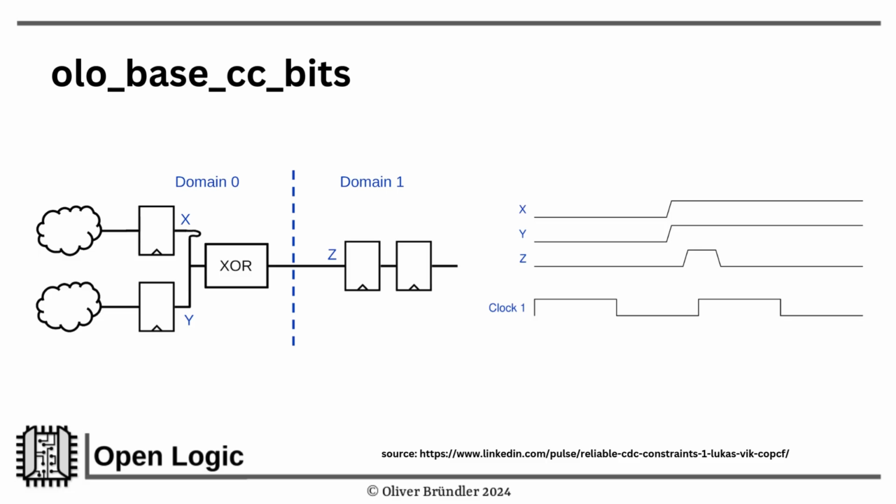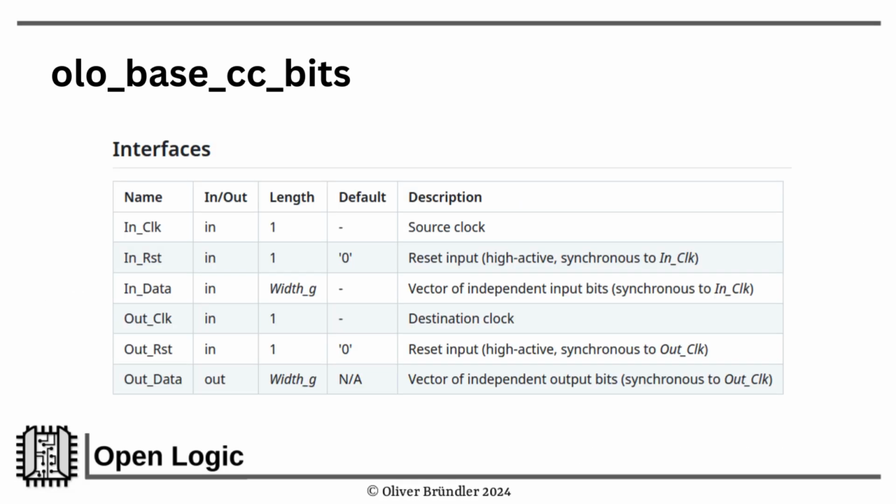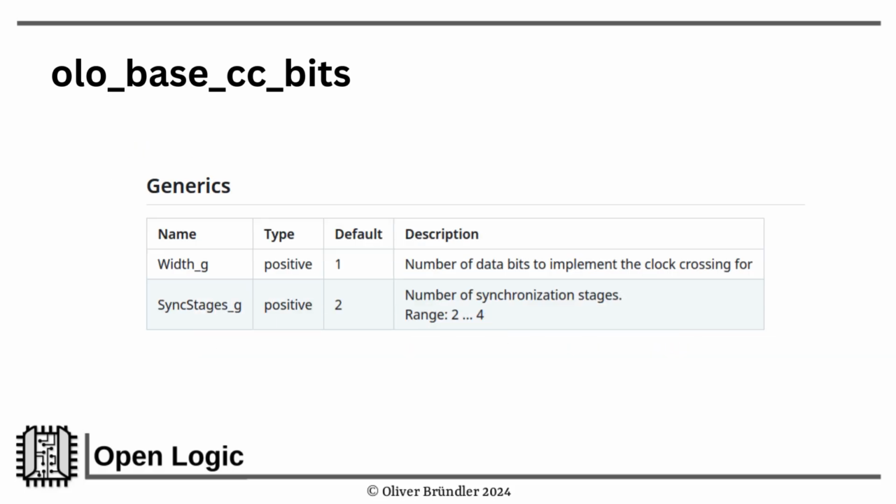Including the flip-flop on the source clock domain into the component ensures that no logic can be added by the user between the two clock domains. The interface of the component is straightforward. There are clock and reset on both clock domains, plus the data input and output. Note that the reset is synchronous. All resets in OpenLogic are synchronous, and this applies to clock crossings as well.